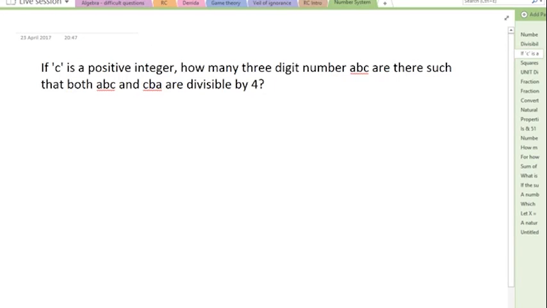So here what the question is saying is, if C is a positive integer, how many 3-digit numbers ABC are there such that both ABC and CBA are divisible by 4? So C is a positive integer, doesn't matter. I think all three will have to be positive integers. How many 3-digit numbers ABC are there? So we want ABC and CBA to be divisible by 4, right? The test for divisibility by 4 is that the final two digits should be divisible by 4. So BC should be divisible by 4 and BA should be divisible by 4. And we have to find how many such numbers are possible.